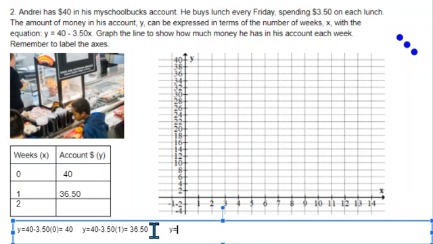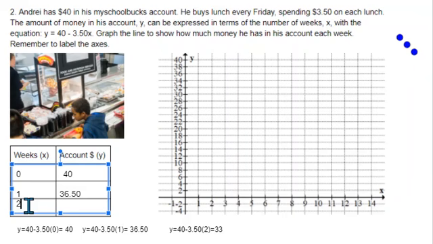So y equals 40 minus 3.50 times 2. Okay, so 3.50 times 2 is 7. 40 minus 7 is 33. And so this goes here, 33. Okay? All right, so what I suggest is that you pause the video for a minute and then you go ahead and you move your points to those.